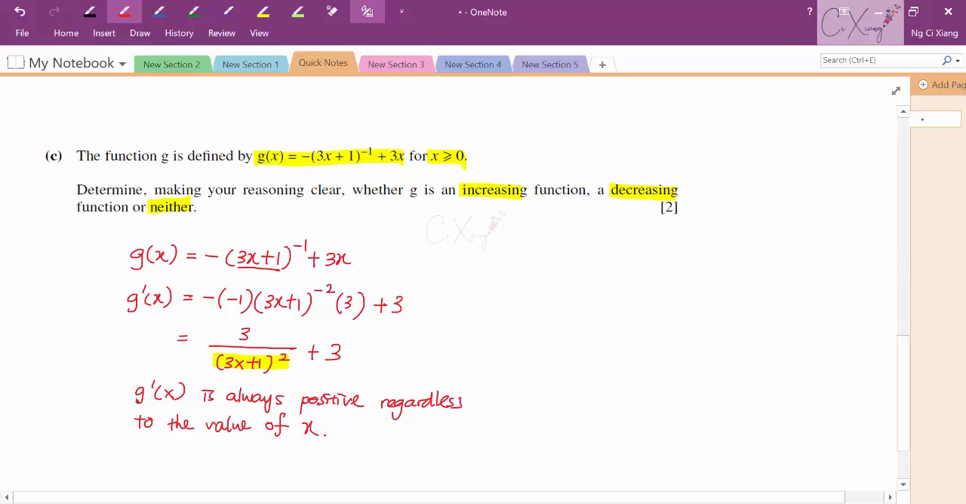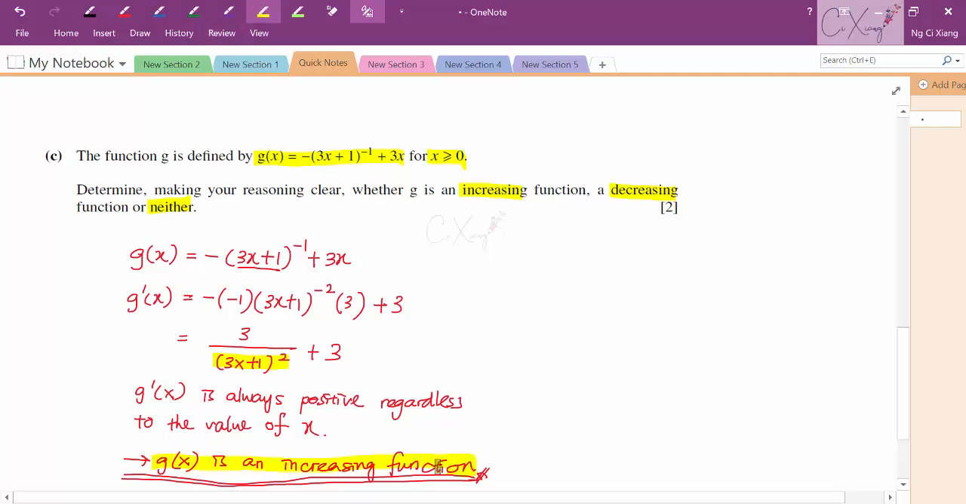When g prime x is always positive, it means that our function is always increasing. Therefore, you can conclude that g of x is an increasing function. This is how we determine whether g is increasing, decreasing, or neither. So here we ended all the questions for this paper. Thank you very much for watching.